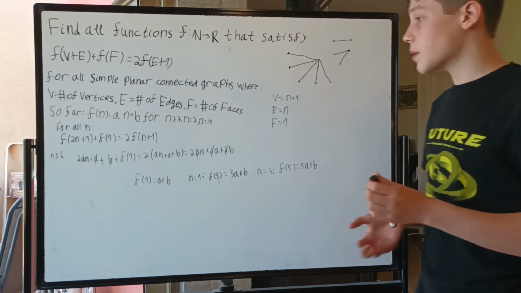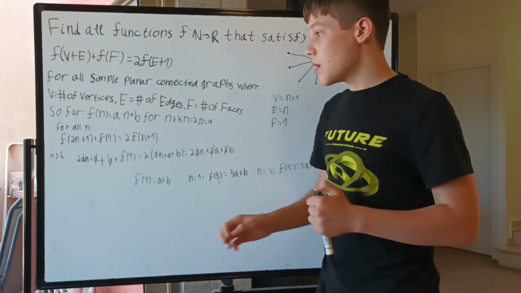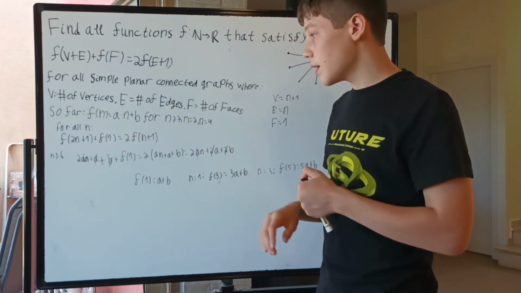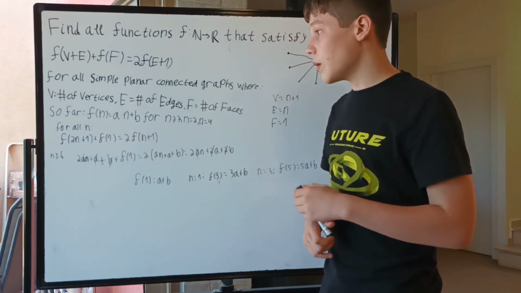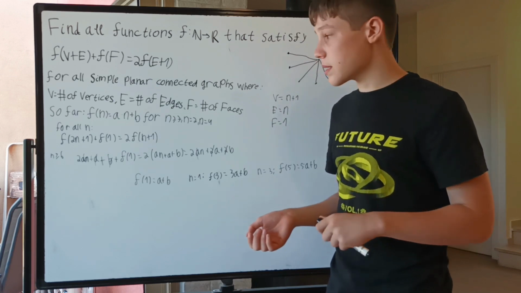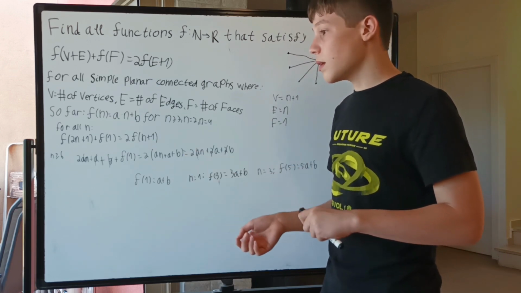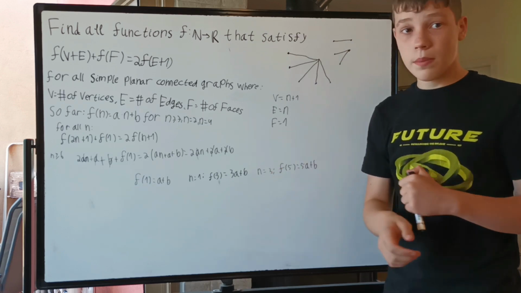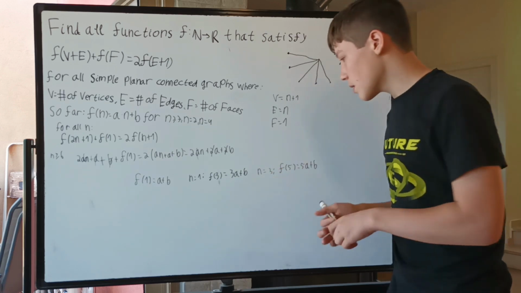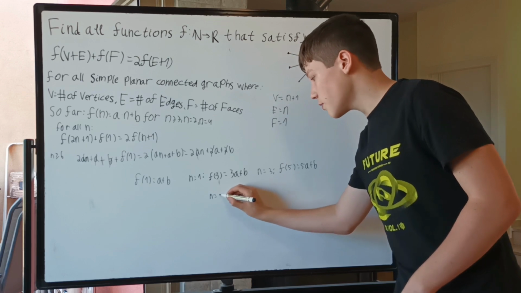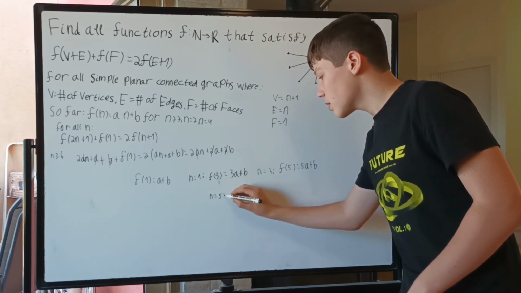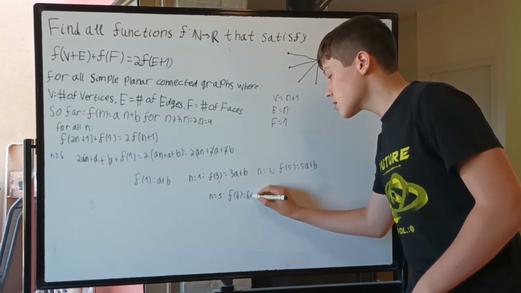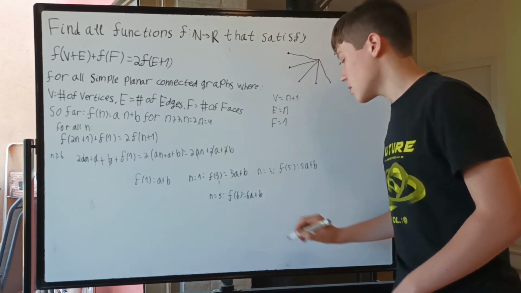And to take care of 6, I'm going to plug in n is equal to 5. So this is going to be f of 11 plus f of 1 all over 2 is equal to f of 6. We know what f of 11 is. It's 11a plus b. Plus f of 1, which is a plus b, we'll get 12a plus 2b. Divided by 2 is 6a plus b. So plugging in n is equal to 5 gives us that f of 6 is equal to 6a plus b.